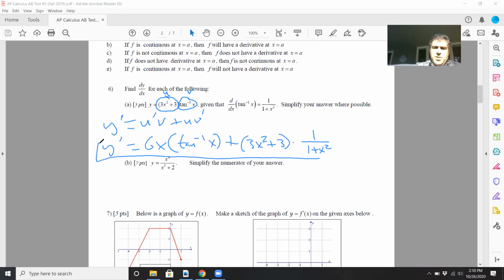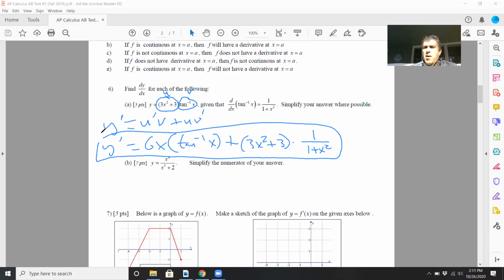There's nothing you can really do to simplify that, even though you are told to simplify whenever possible. Personally, I probably won't say to simplify because I don't want you guys to get caught up in that. So yeah, that's it. But how do we know v prime is equal to 1 over 1 plus x squared? I told it to you. I'm not expecting you to know that. It's given to you. You just have to use it.